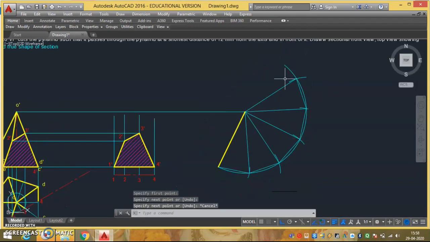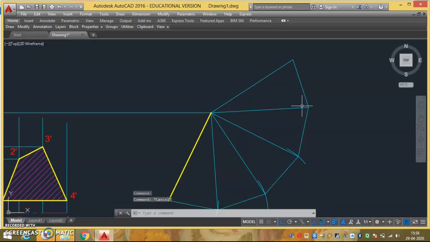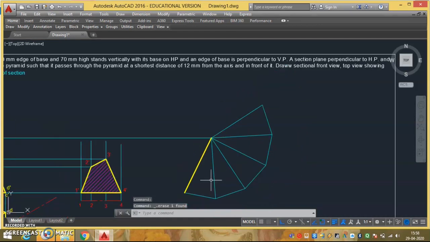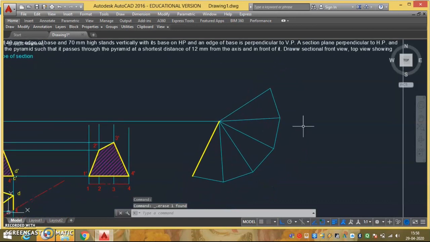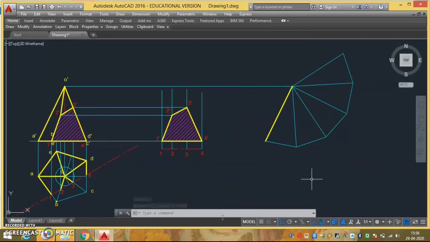Now since we have drawn those triangles, we don't need that arc. If you want, you can always delete that. These arcs also are not required for me. Once it is done, you can start drawing the sectional view.